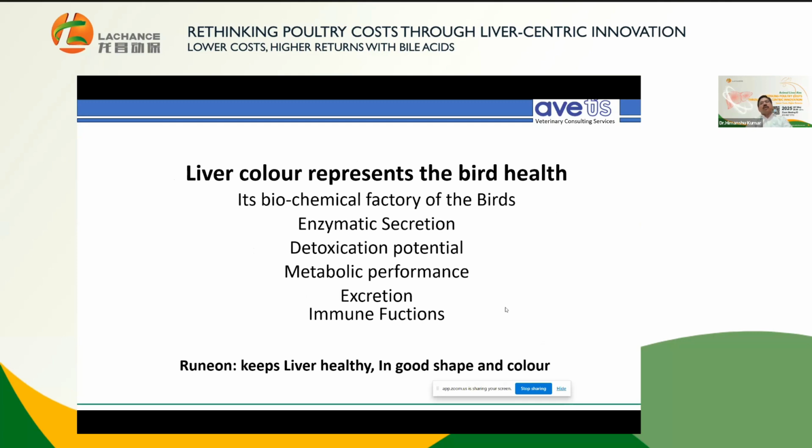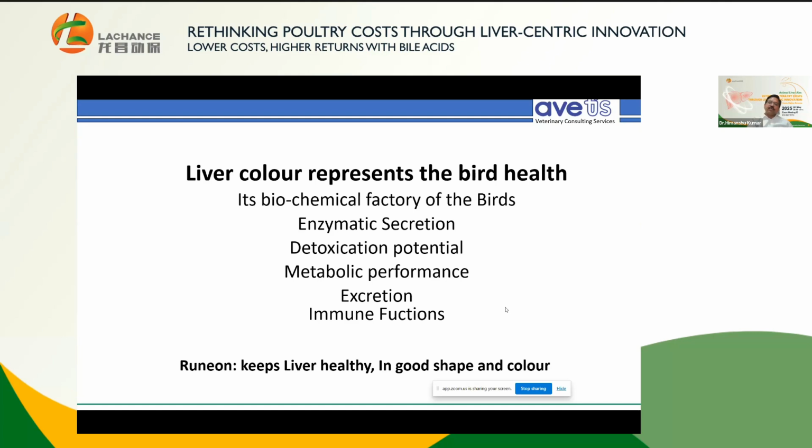And the overall color of the liver represents the bird's health. If the color is typical cherry mahogany, you can say that the bird is in good condition. The liver is called the biochemical factory of the bird, because all biochemical processes take place in the liver only, whether it's enzymatic secretion, detoxification potential of the organ, or metabolic performance. Whether it's protein, carbohydrate, or fat metabolism, the center place of the action is the liver only. Hence, the liver has to be healthy.